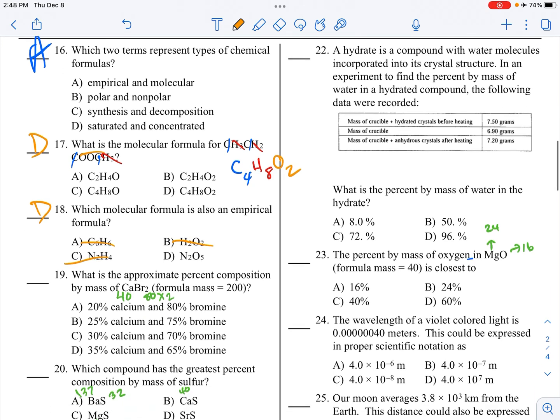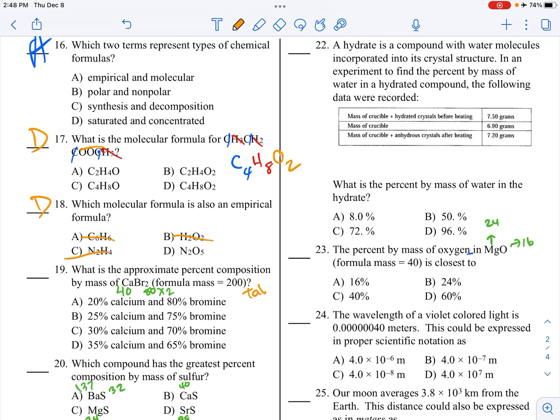All right, 19. What is the percent composition? So first of all, this is on table T. Part over whole times 100. So what is the percent composition of that? Okay, so calcium is 40. The whole thing is 200 times 100. I looked that up. So bromine is 80, but there are 2 of them. So 160 over 200 times 100. So let's figure out what those are. So 40 divided by 200 times 100 is 20% calcium, which already gives me my answer. But just for kicks, 160 divided by 200 times 100 is 80. So it is choice A.